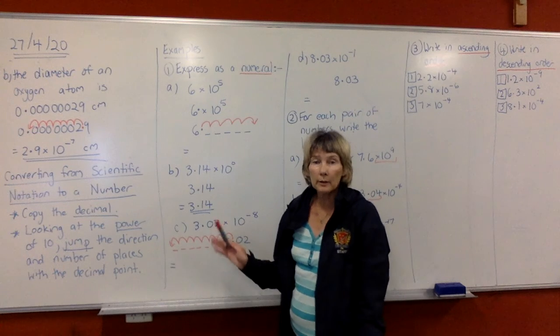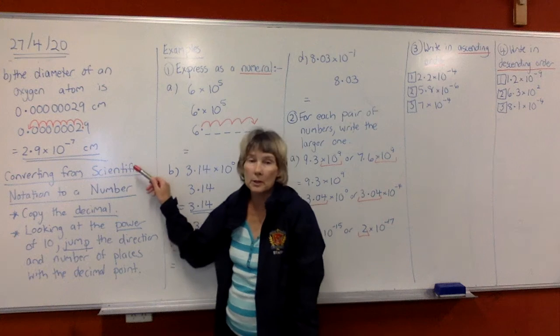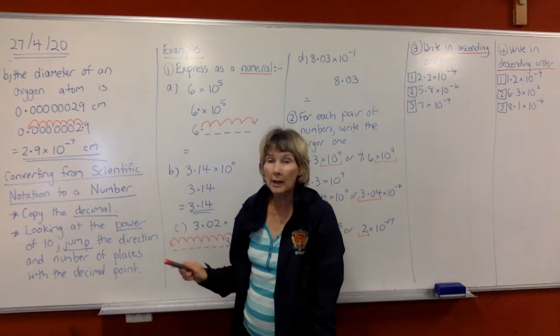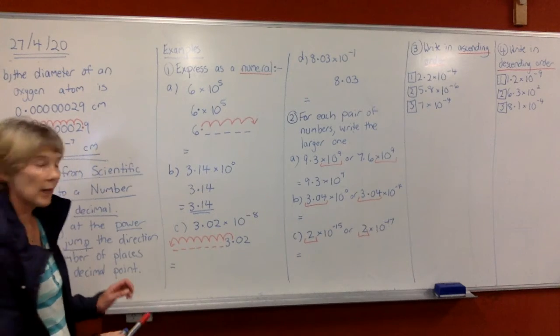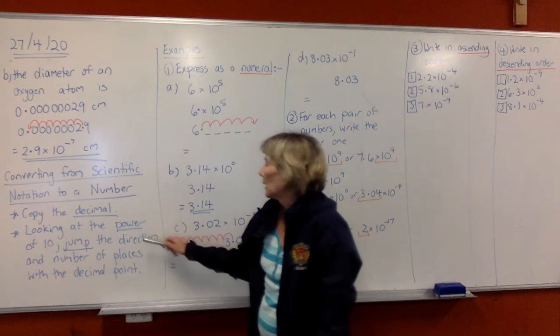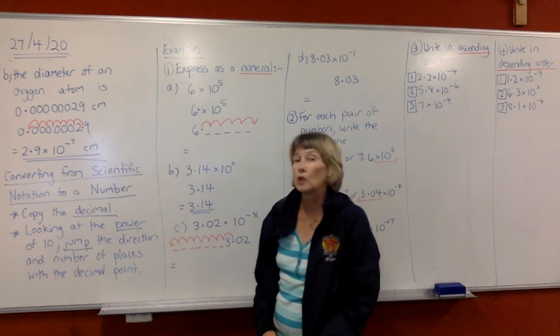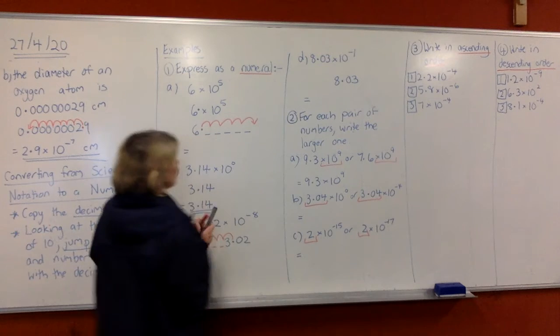Okay, the next part of this lesson is going to be going the other direction. So we're going to start with scientific notation and we're going to take it back to a number. So it's actually easier than the other way. So we are going to copy down the decimal that they've given you. Then we're just going to look at the power and jump the direction they tell you and the number of places. So let's have a look at the first one.